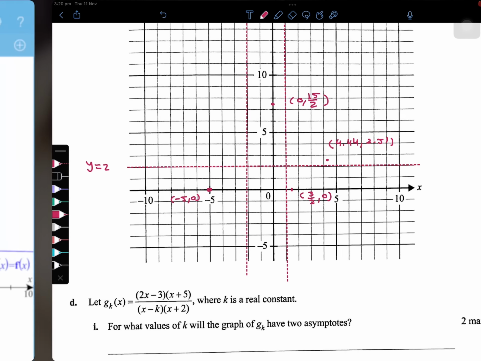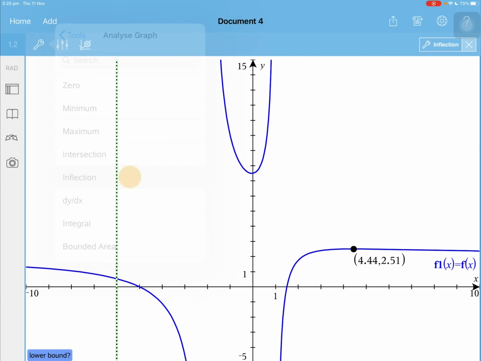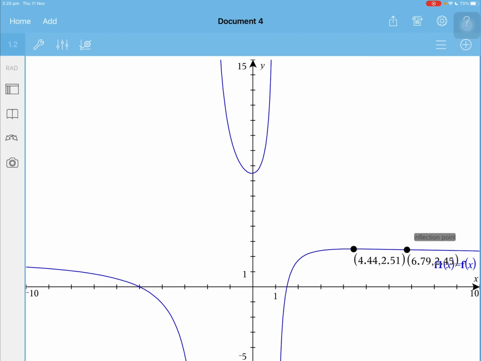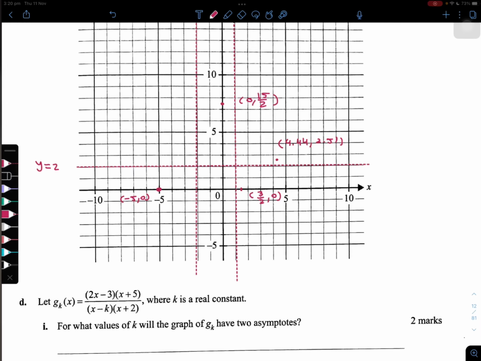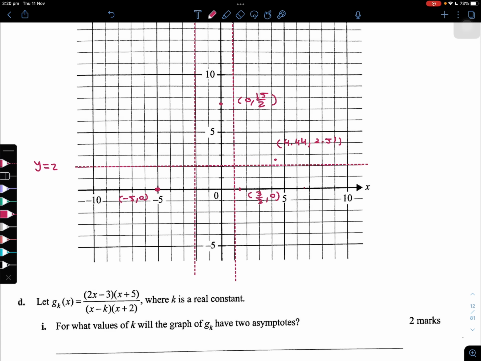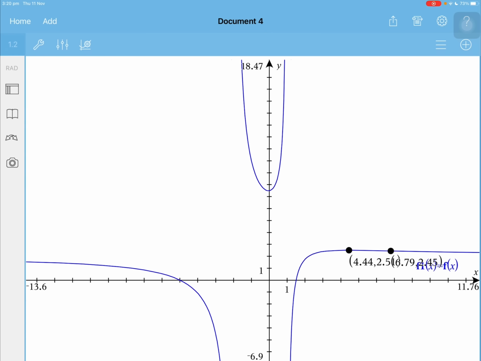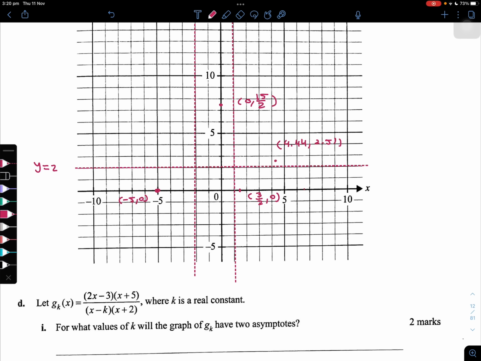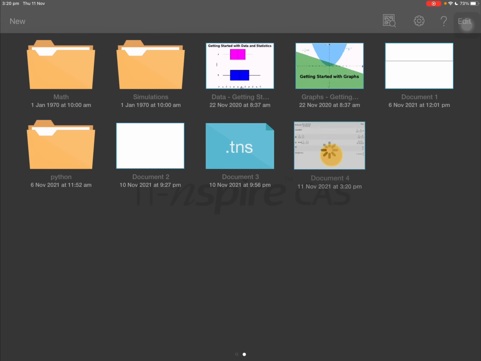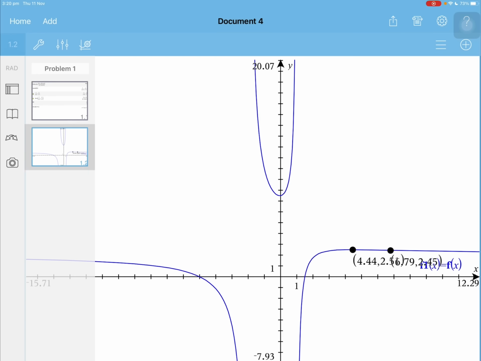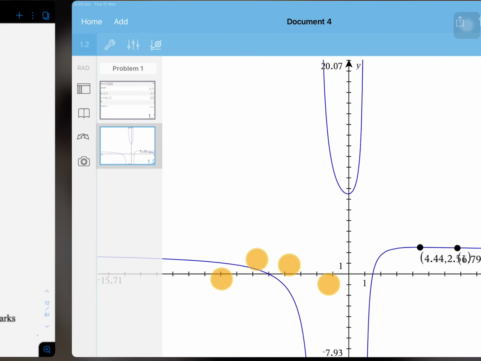Yeah, perfect. Okay, and our inflection point. So let's go back to Analyze Graph. Let's click this. Okay, and there's one at 6.79, 2.45. So that would be about there-ish. And what was the x? 2.51. No, 2.45. So that would be about there-ish. Okay, so what was it? Why is my memory so bad? Let's go back here. 6.79, 2.45.